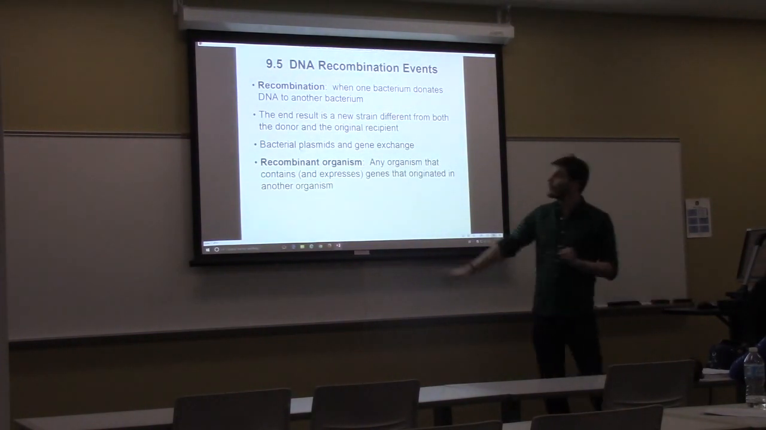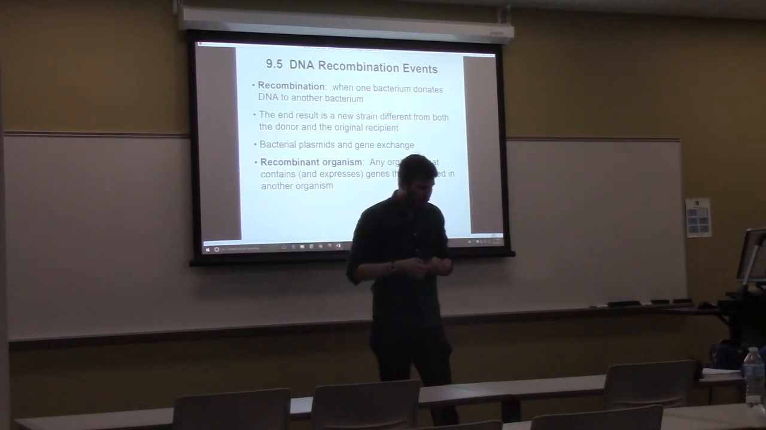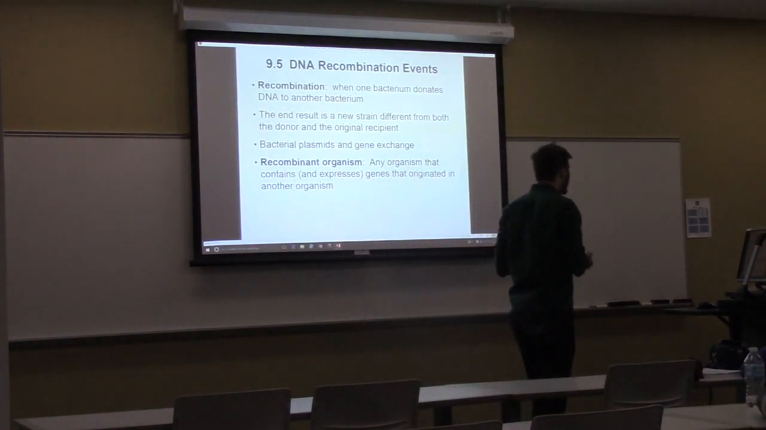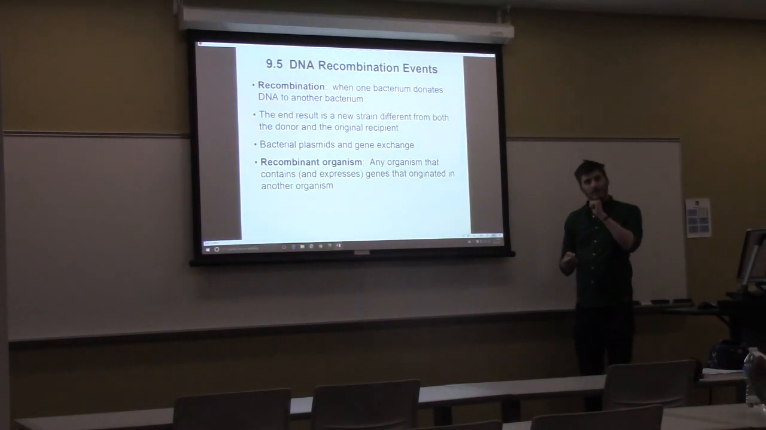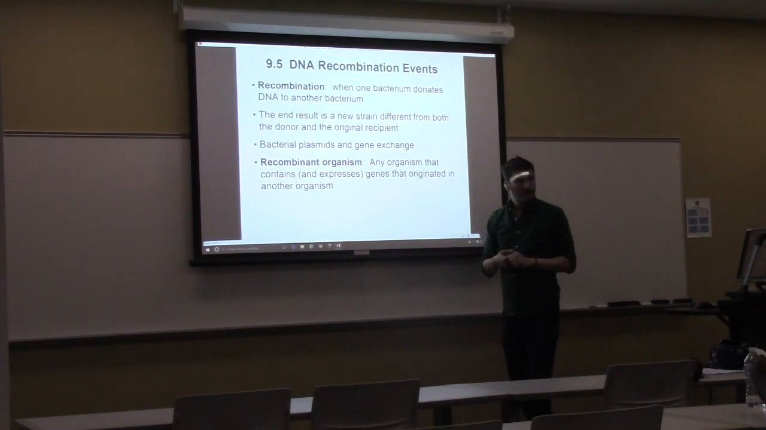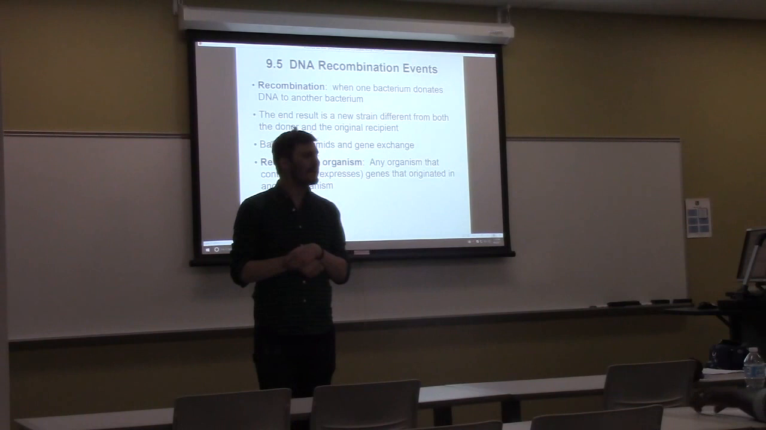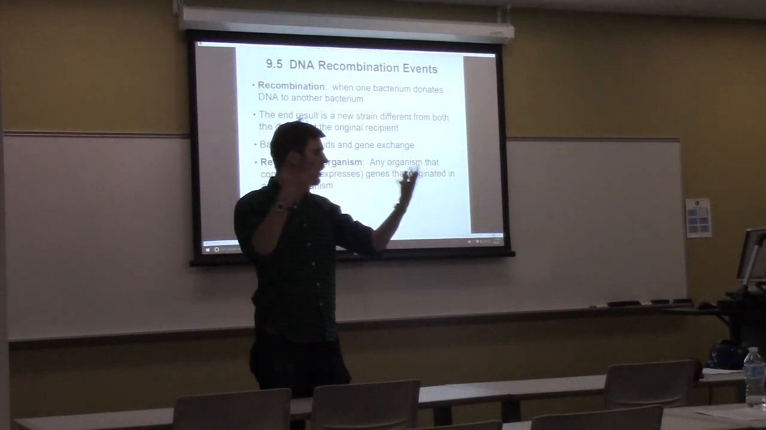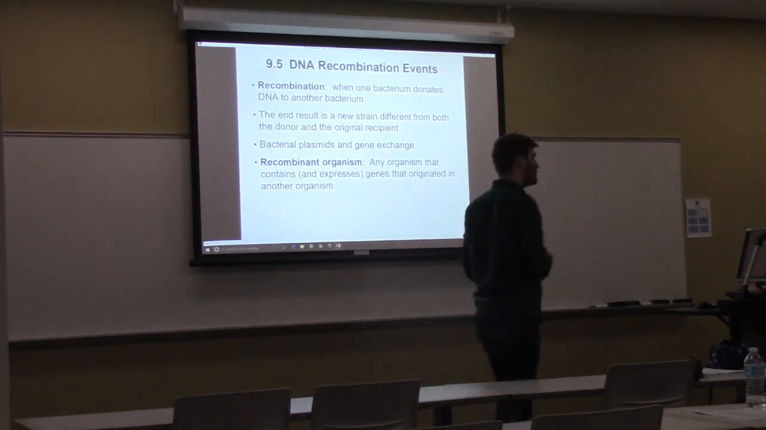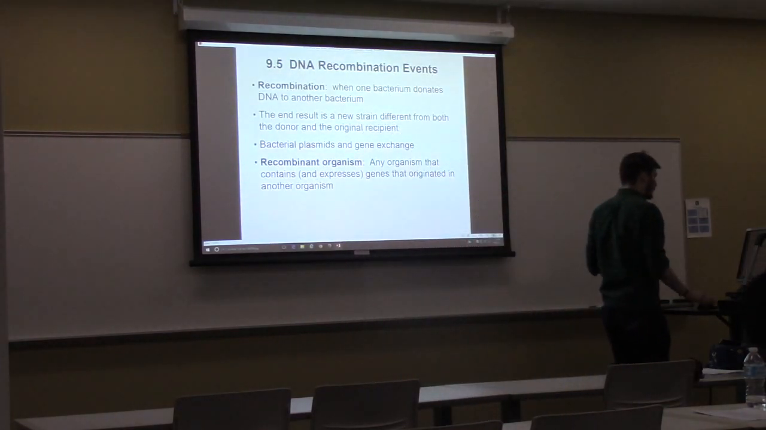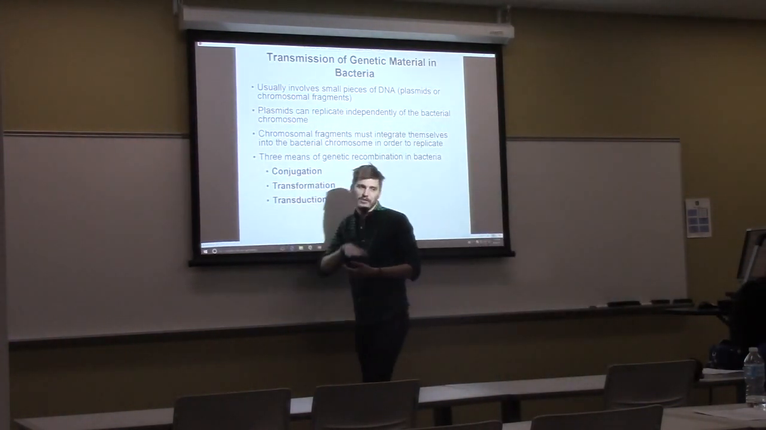All right, so the last thing we're going to talk about in this chapter is recombination. What is recombination? So recombination is where bacteria pick up DNA from somewhere else. Usually another bacterium, but occasionally it can even be from the environment. And this can occur in 3 ways: conjugation, transformation, and transduction. What is conjugation?